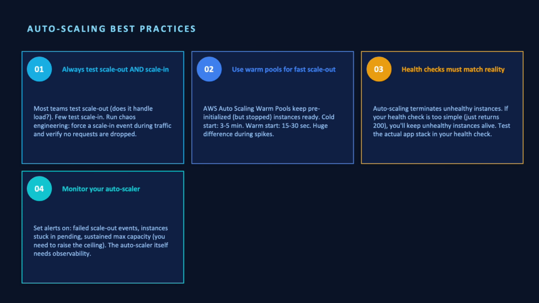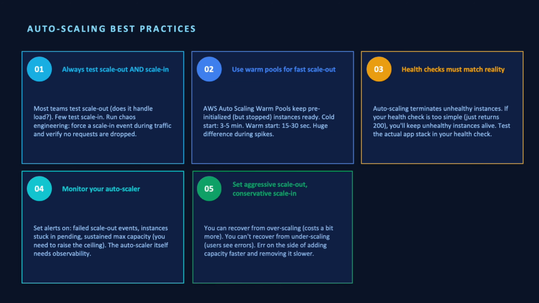Number 4, monitor your autoscaler itself. Do not only monitor your application, also monitor the auto-scaling system. If it reaches the maximum number of servers and cannot add more because of capacity limits, permission problems, or lack of available network resources, you should know immediately. Set alerts for failed scale outs, long periods at maximum capacity, and servers that remain stuck in the pending state.